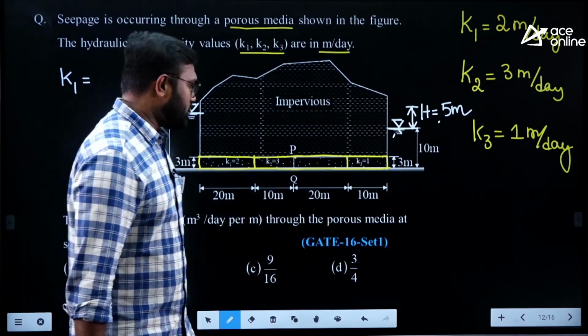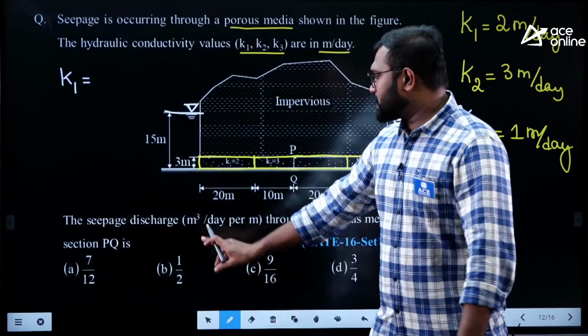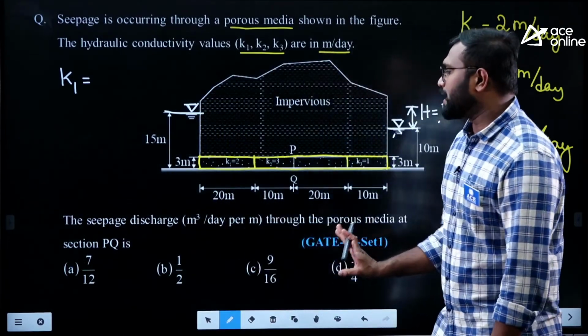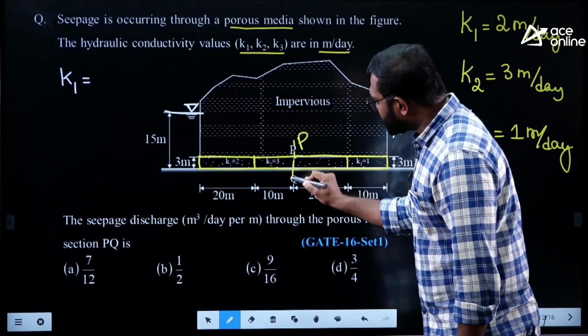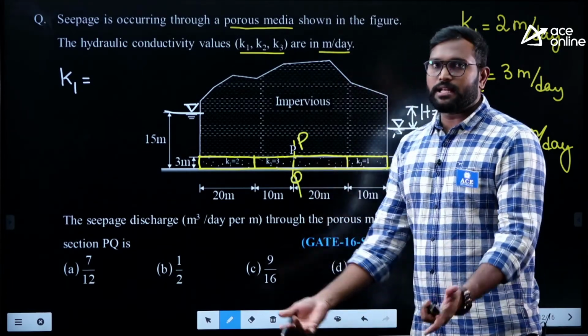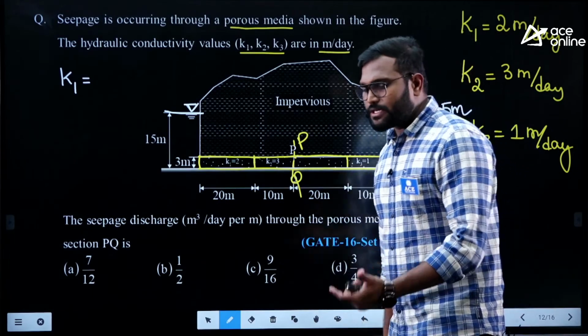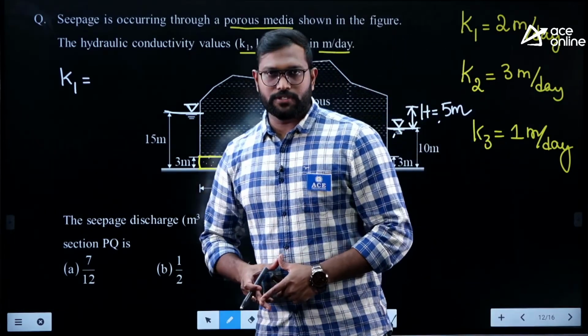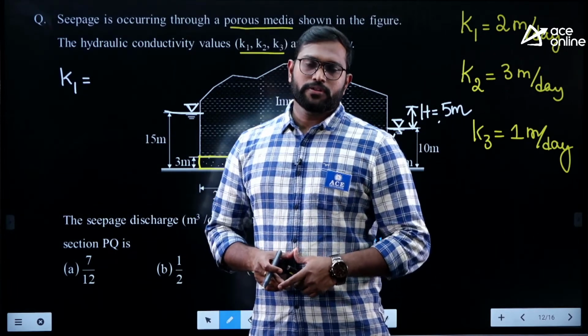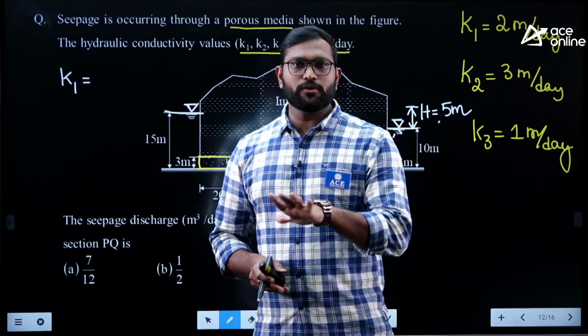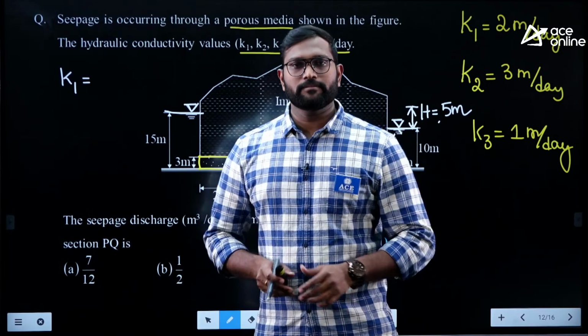Now what I am asking you here is the seepage discharge through the porous media at section PQ. This is section PQ. At this section PQ, what is the seepage flow rate? First thing first, when you see these types of questions, we need to understand how the flow is actually happening. If you forget about what to do here, you will be out of coverage area.